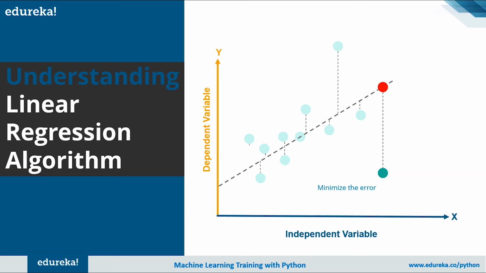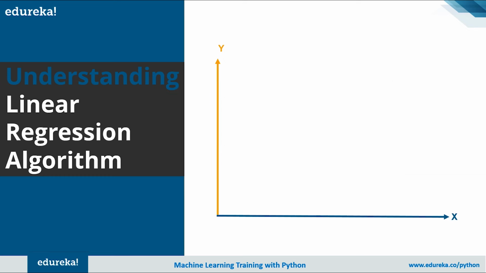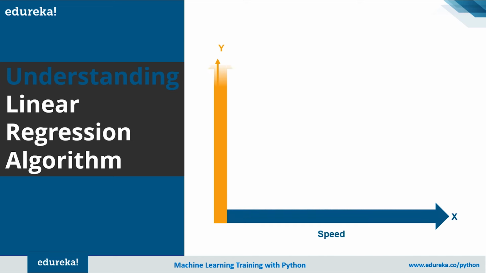This was a brief understanding of the linear regression algorithm. Soon we'll jump to its mathematical implementation. All right, but before then, let me tell you this. Suppose you draw a graph with speed on the x-axis and distance covered on the y-axis, with the time remaining constant. If you plot a graph between the speed traveled by the vehicle and the distance traveled in a fixed unit of time, then you will get a positive relationship.